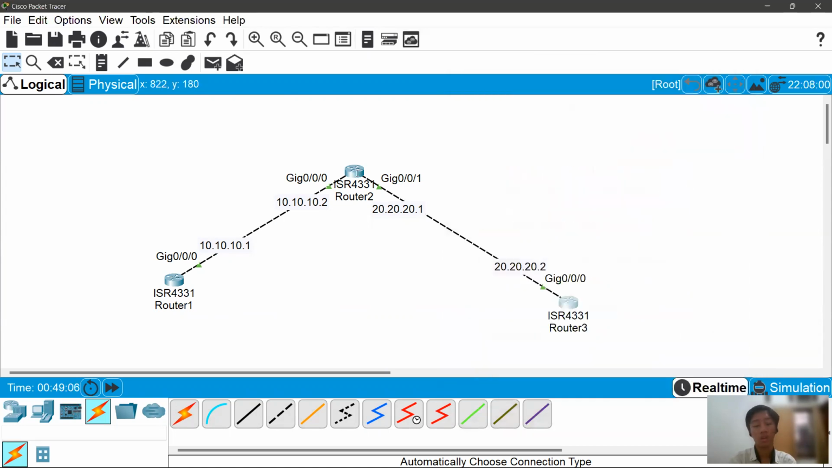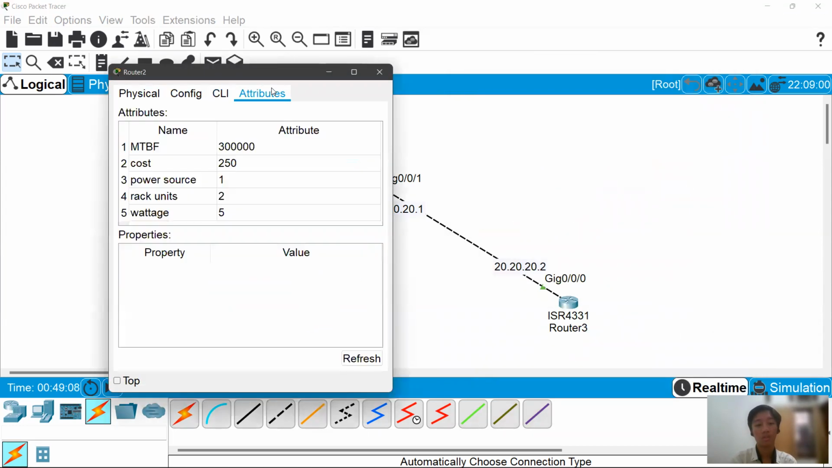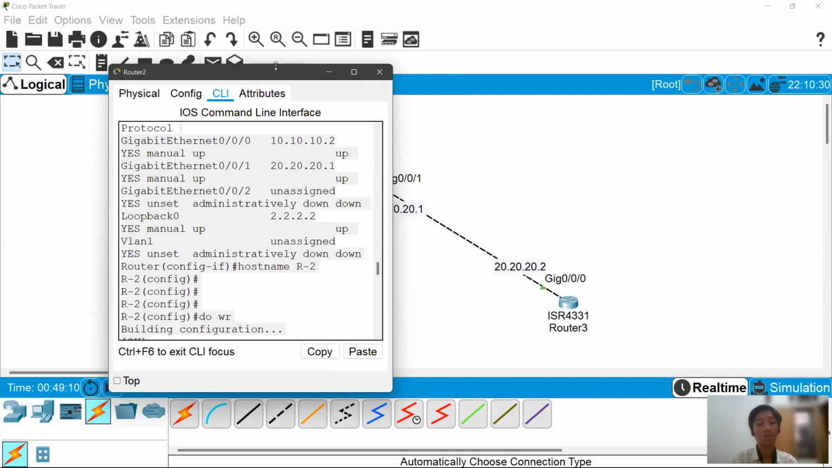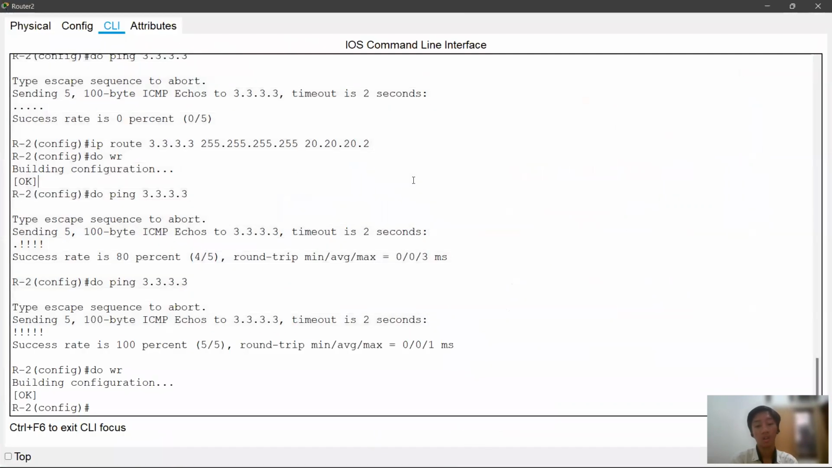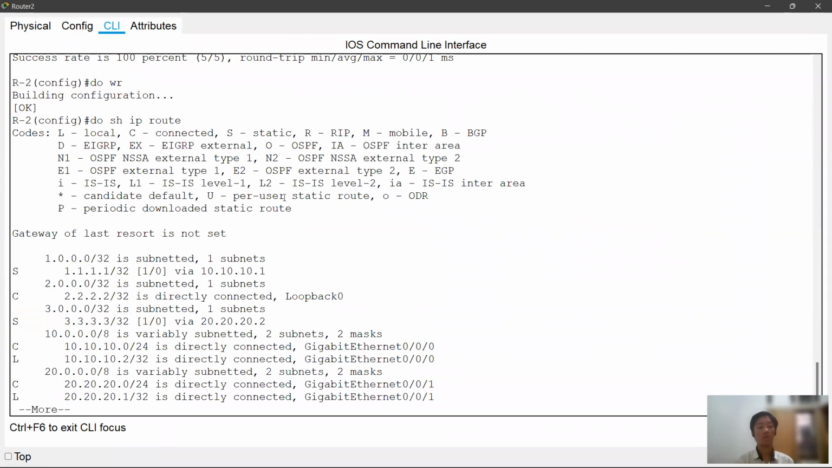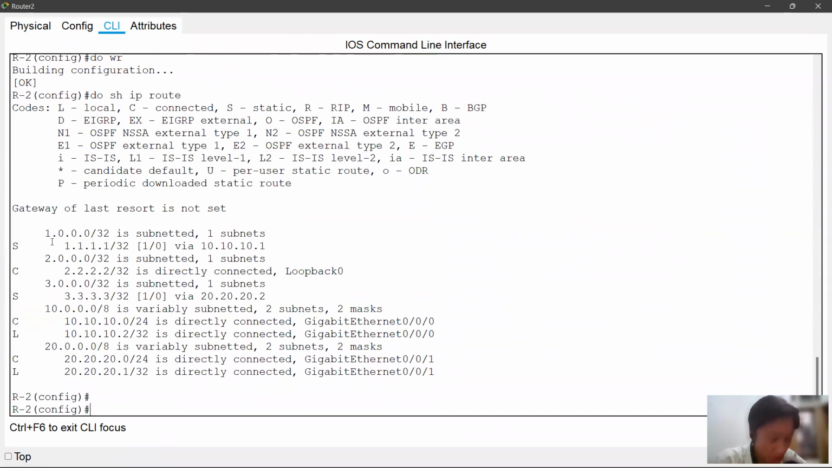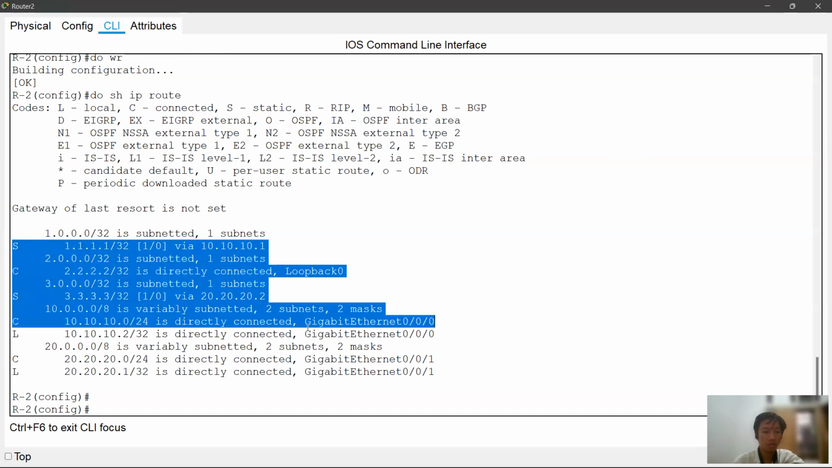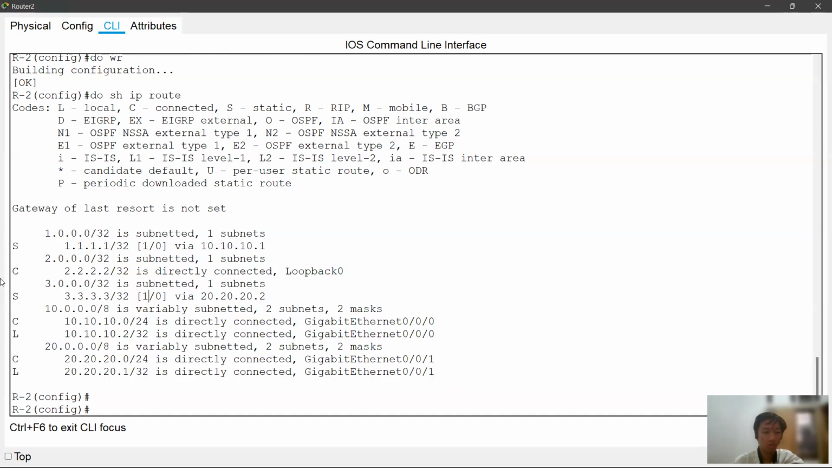Now let's look at the routing table. We show ip route. Before it was blank, but now after we put the static IP routes, the configuration is like this.